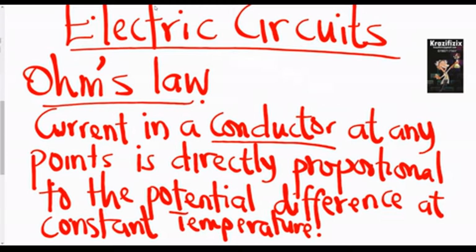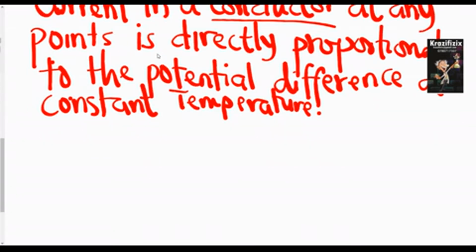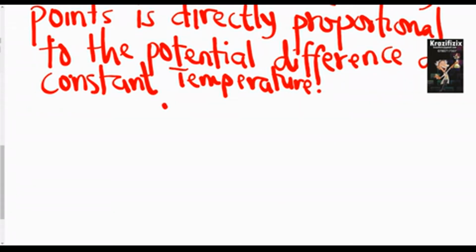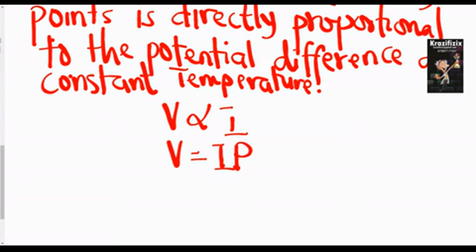This is either true or nothing, and we need to know that. Now, mathematically, if we introduce our proportionality constant, which is resistance, R equals V over I. We're going to talk about all these concepts in a minute. R equals V over I.